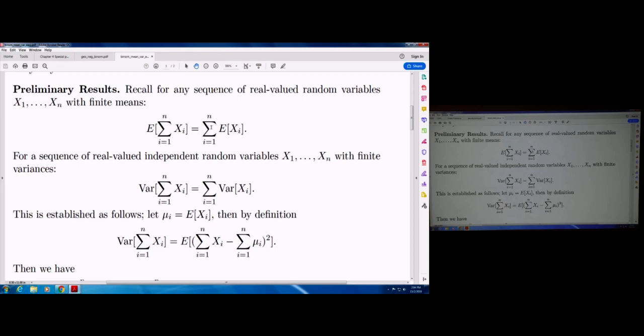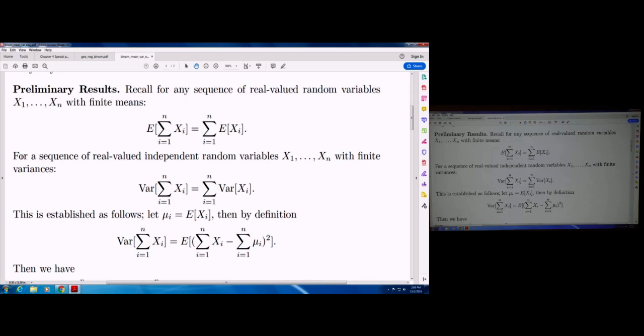So that's the first result. We're going to use that in a moment. That is easily going to allow us to derive the mean of a binomial. The variance will be a little bit more difficult. So just recall the following results, and I think it shouldn't be in the lectures actually, but let me just tell you about this.